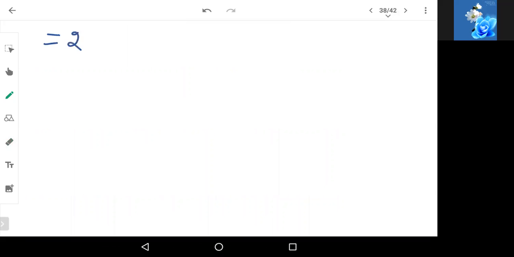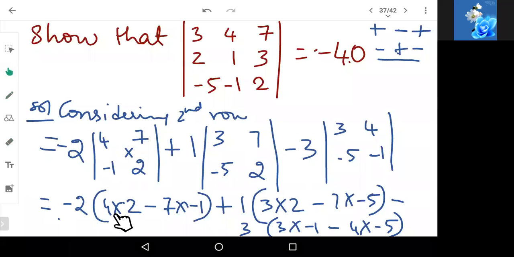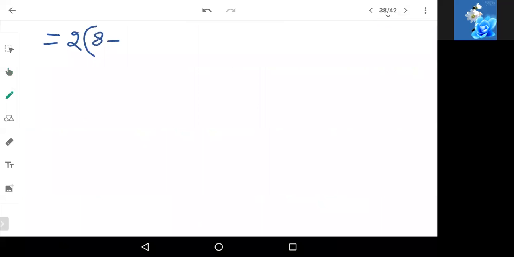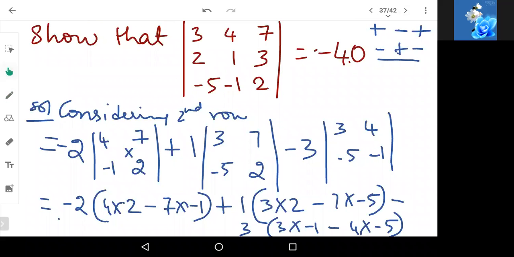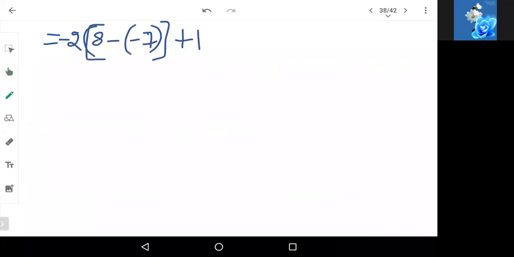Okay. Now, in the next step, is equal to 2 into, so what do you have here? 4 2s are 8 and 7 into minus 1 will be minus 7. So I will get 8 minus of minus 7. Let us put a box. Outside it is minus 2. Correct. Then plus 1 into 3 2s are 6, 7 5s are 35. Again it is minus 35. So plus 1 into 3 2s are 6 minus of minus 35.